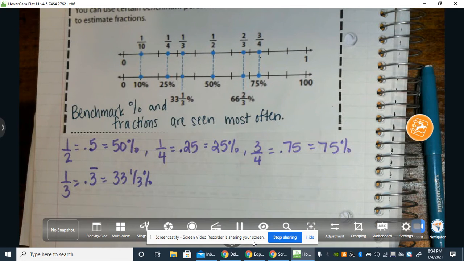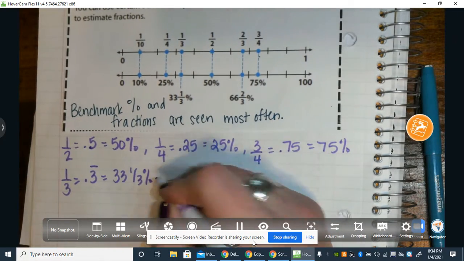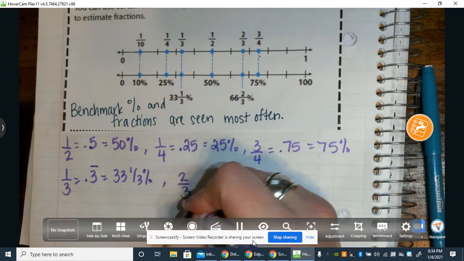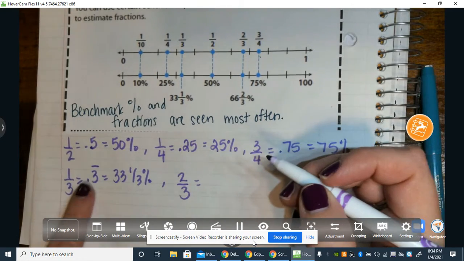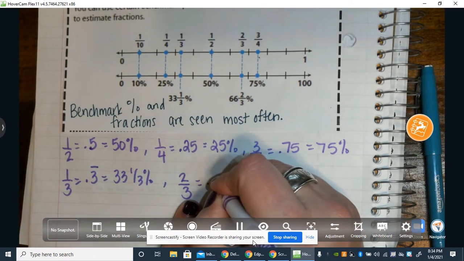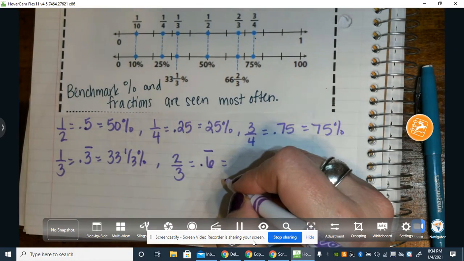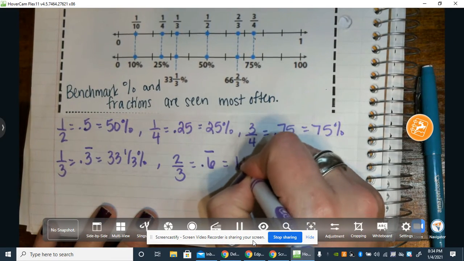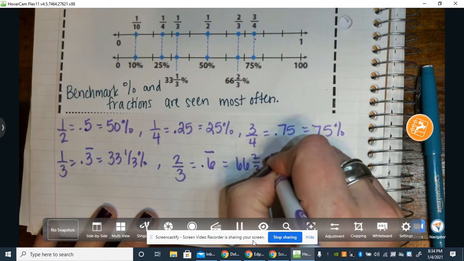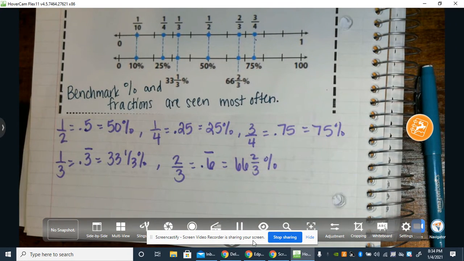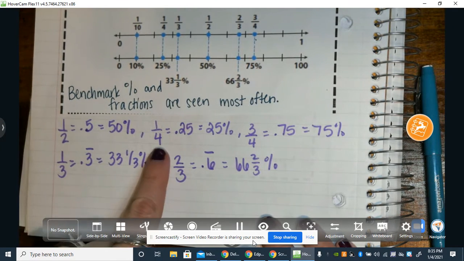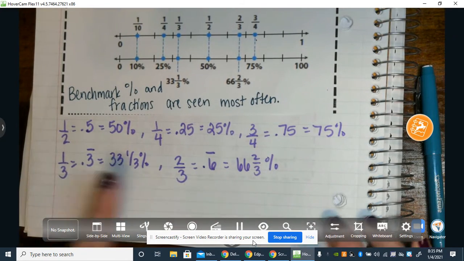My next one is 2/3, which is just double 1/3. If I double 0.3 with a line over it, double 3 would be 6, so it would be 6 with a line over it, which should be 66 2/3%. All right, so we have 1/2, we have our fourths, we have our thirds. Those are most of our benchmarks.